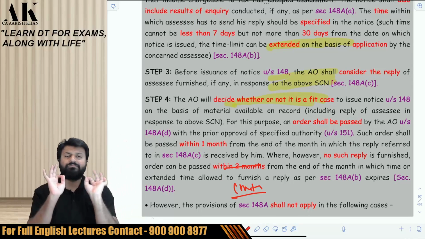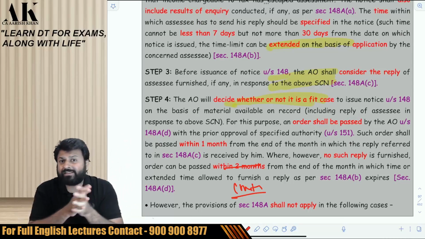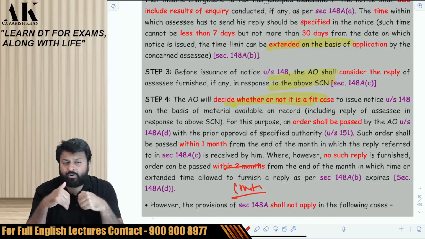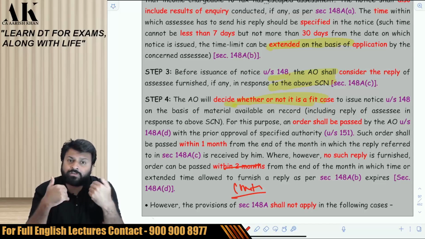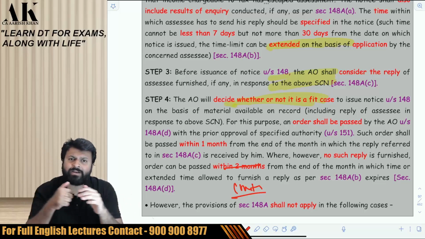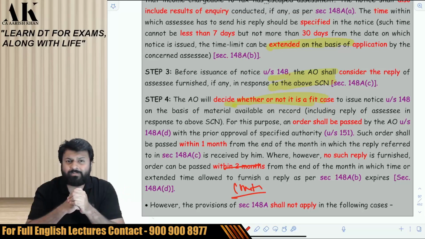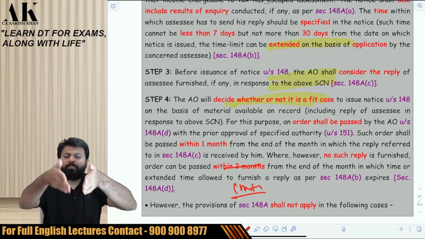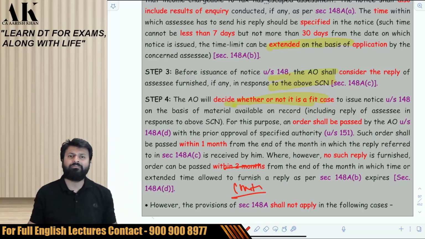So after your reply is considered, the AO will decide whether this is a fit case for 148 or not. And he will pass an order and decide whether he should go ahead or not. If he goes ahead, then he has to send a notice under 148. And if he does not go ahead, he will close the matter there itself. What about if the assessee does not reply? If the assessee does not reply to the show cause notice, to the opportunity of being heard, then the AO will definitely go ahead. There is no option available with the assessing officer in that case.